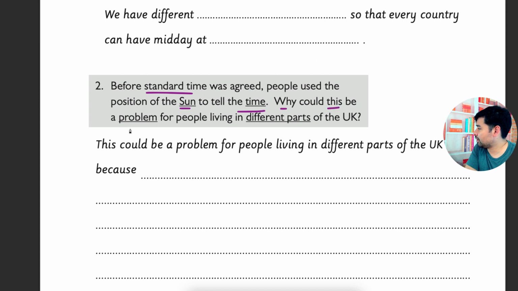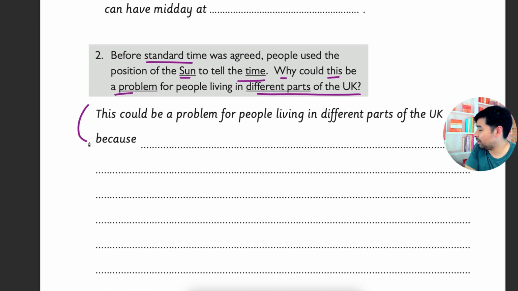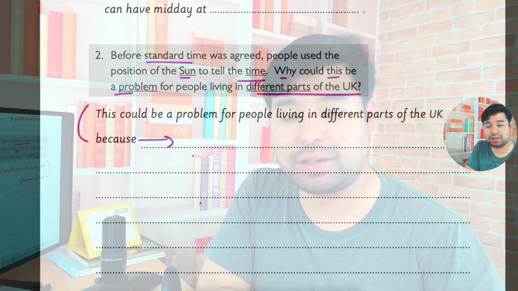And why could this be a problem? Why using the sun could be a problem for people living in different parts of the UK? In the text, we have that explanation, right? It was a problem using the sun because of what? So here we have the beginning of the sentence: this could be a problem for people living in different parts of the UK because, and then you complete. So you get the information from the text and complete. Of course, if you will not print this paper, you can do that in your notebook, right? Easy, right? Is everything clear up to here?